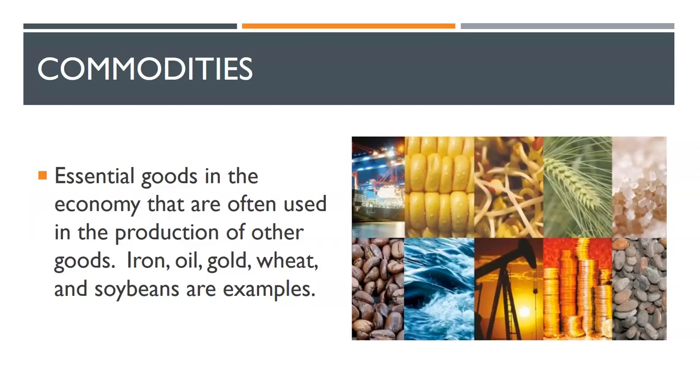Commodities is a phrase that you'll hear as well. This refers to essential goods that are often used in the production of other things. These are the elemental parts, if you will, of our production of anything. Examples would be iron, crude oil, gold, wheat, and even soybeans. These and similar type products are lumped together under the term commodities.